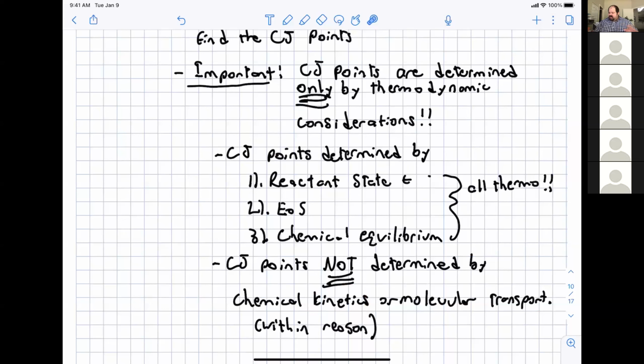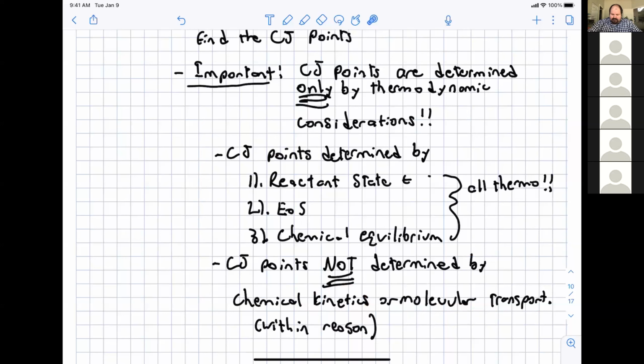Chemical kinetics plays no role. Now, if we're off of the CJ point, then this rule no longer holds. Then it starts to depend on chemical reactions. Then, for a deflagration, it starts to depend on molecular transport. Okay, are there any questions with this point?